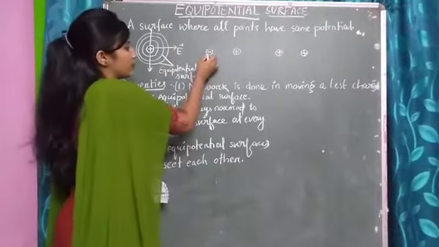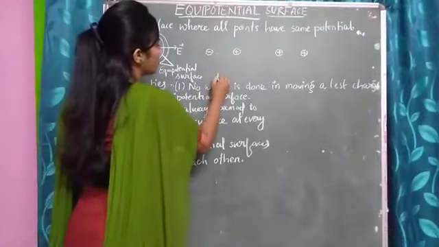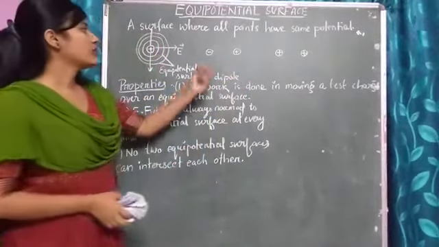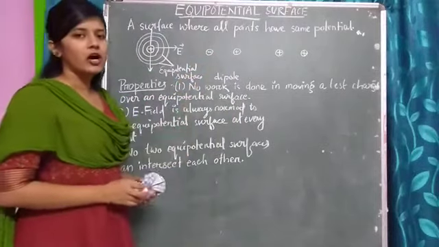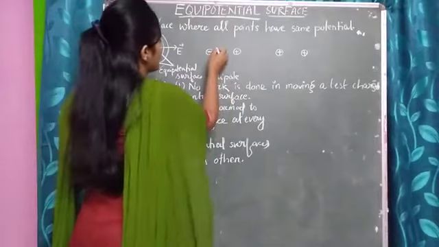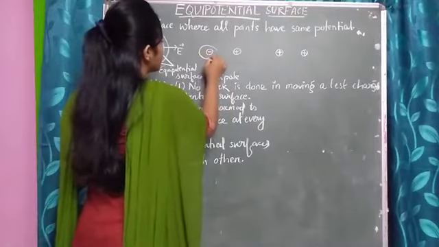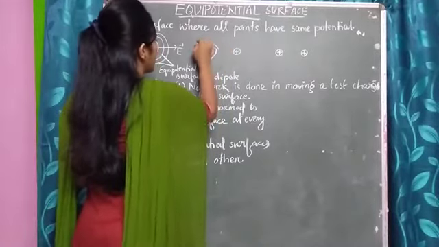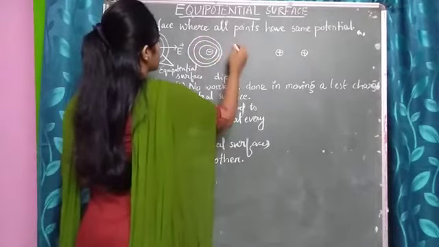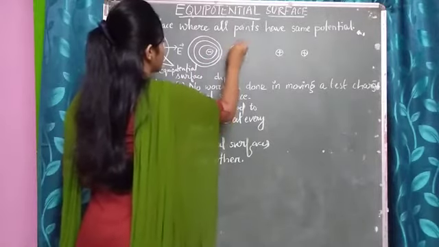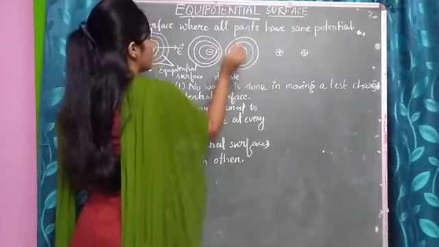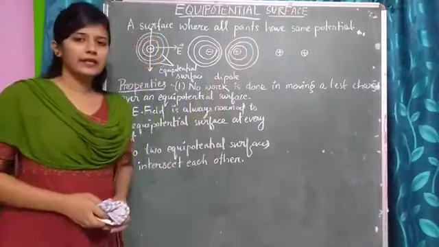For a dipole, see, this is a dipole, a negative charge and a positive charge. What will be the equipotential surface for a dipole? The equipotential surface for this will be like this. For this you can go through your book also. So the equipotential surface for a dipole will be like this.